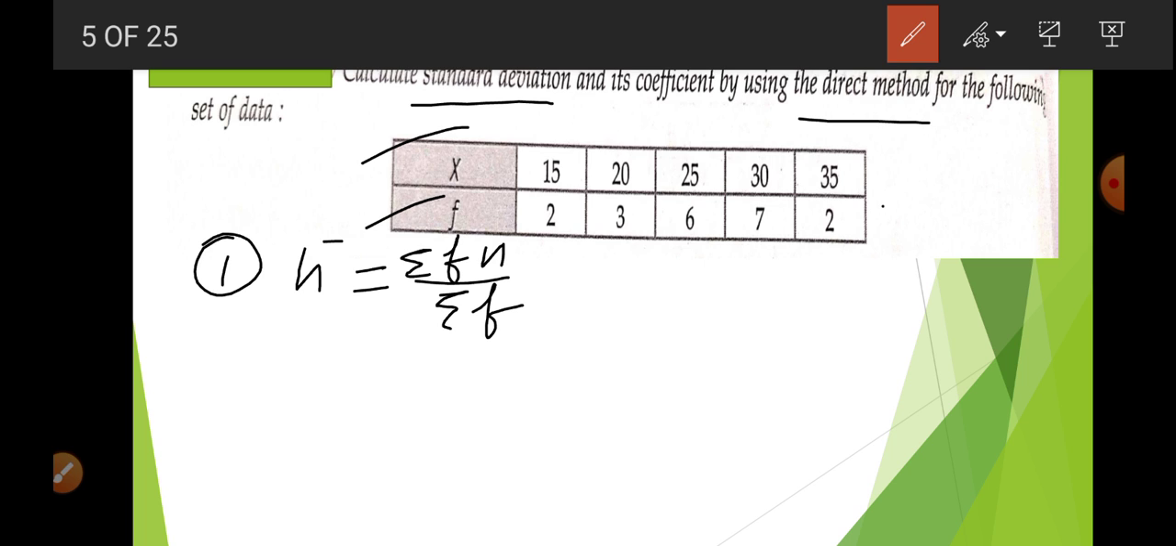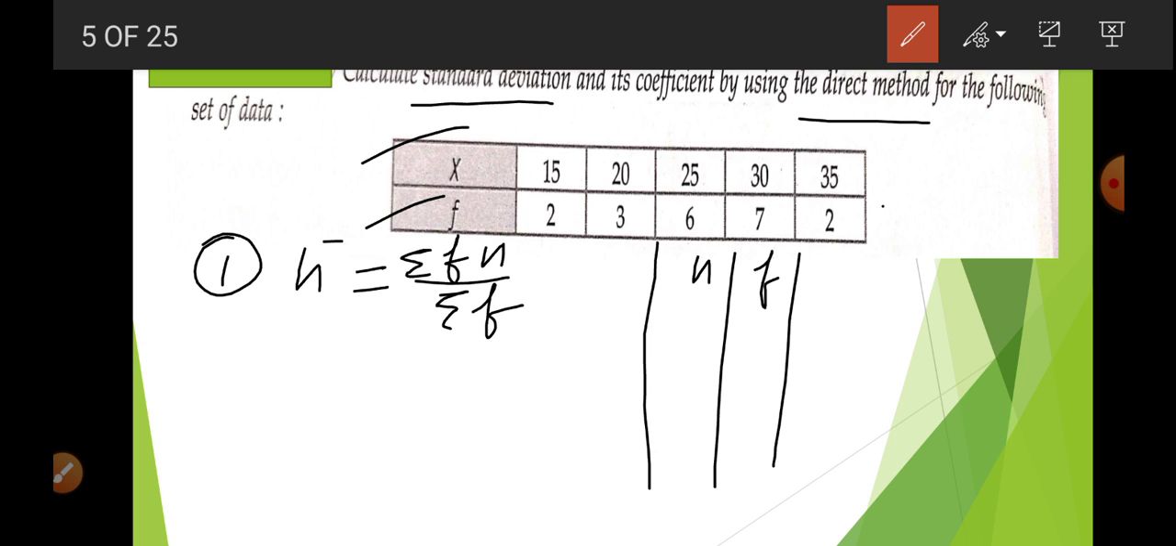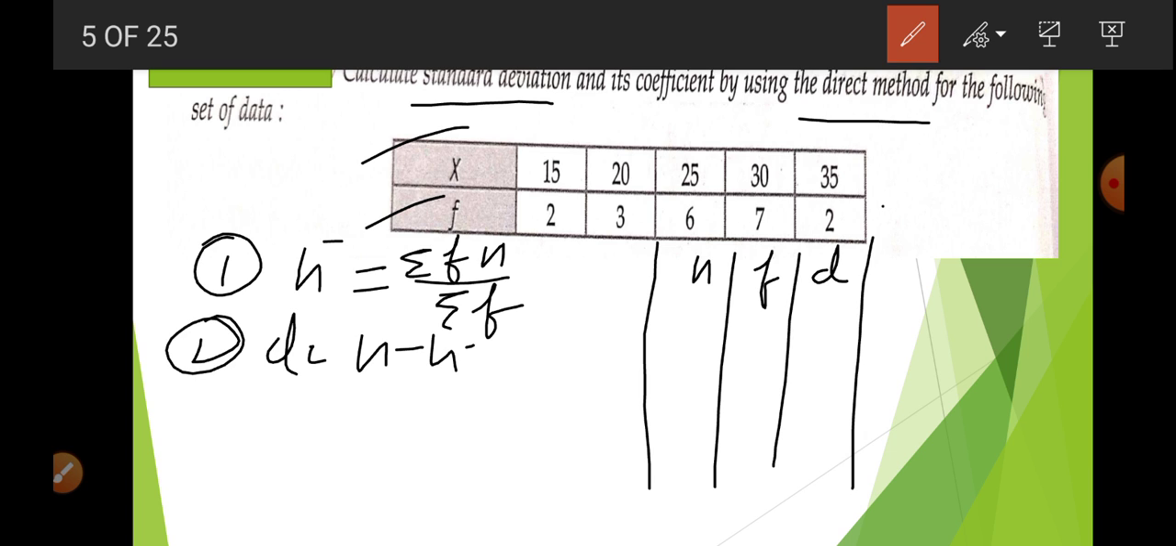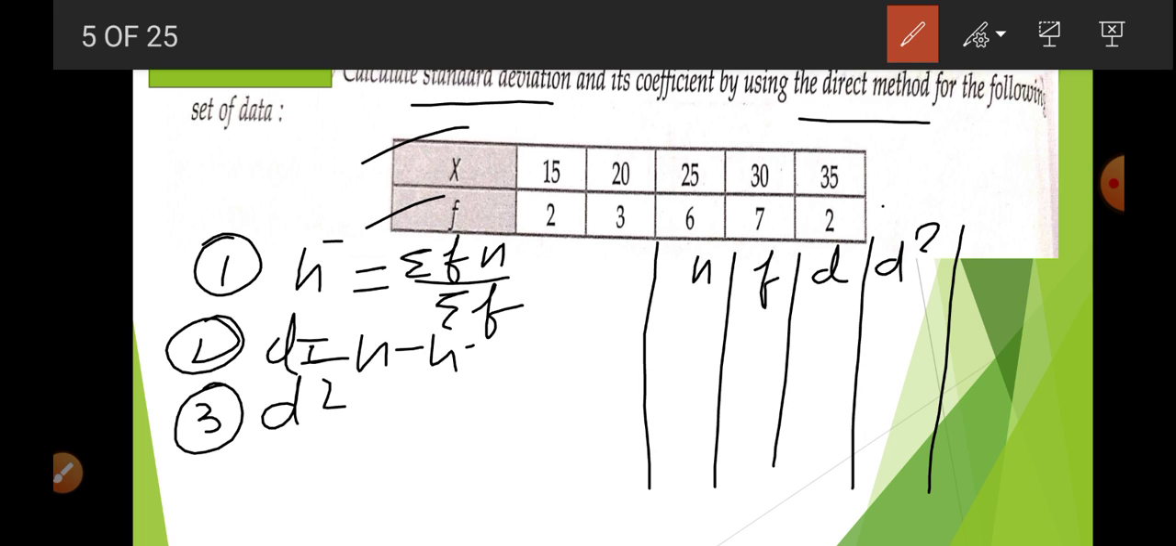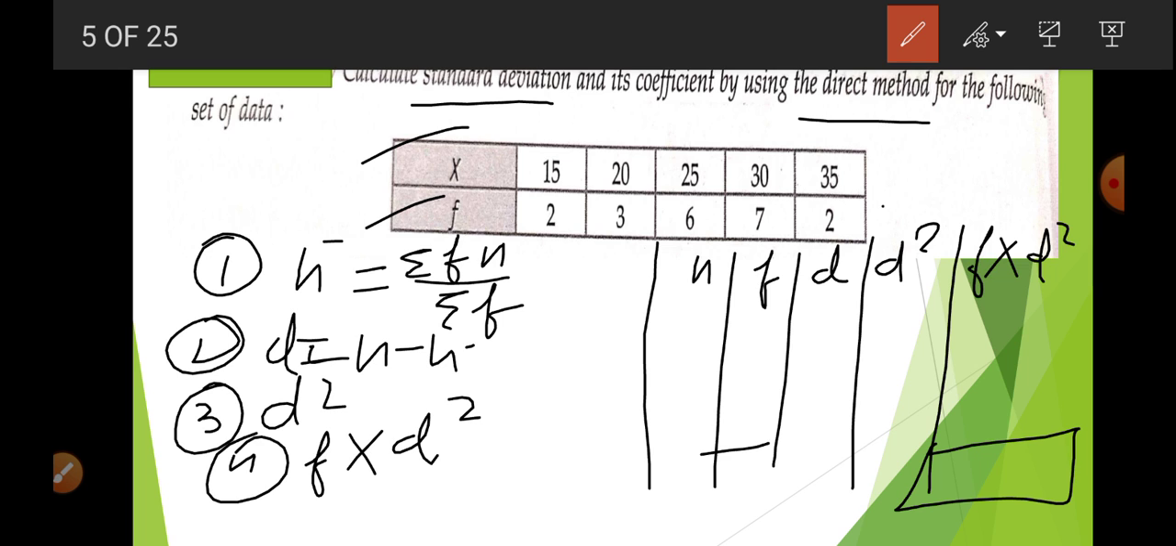Okay, so you are going to do the sum total, and then we are going to write the value of x, then the value of f, then we are going to calculate the mean, then we are going to calculate the deviation, that is x minus x bar. So the next column is of d. Now we are going to calculate d square. So this is the next column of d square. Then at the last we are going to multiply f with d square. So f multiplied by d square is the next column. We are going to do the sum total of it.